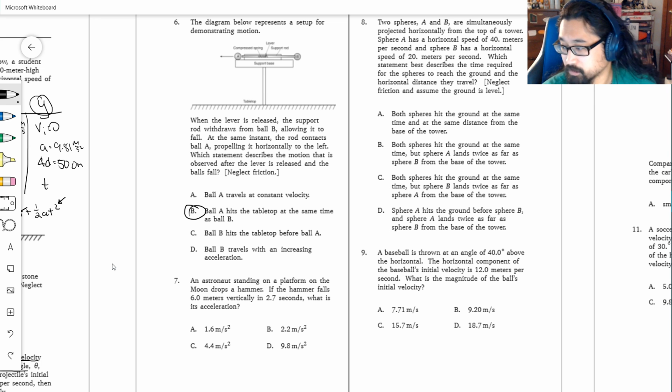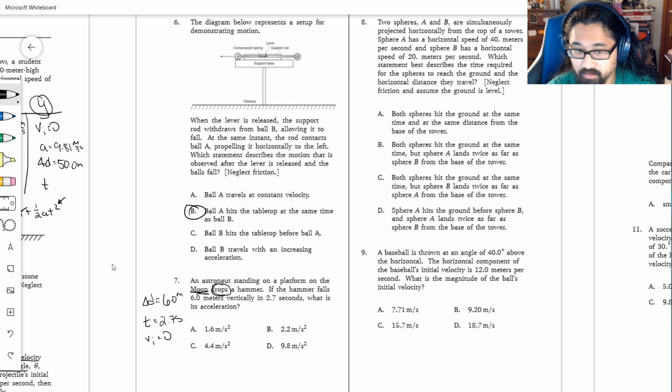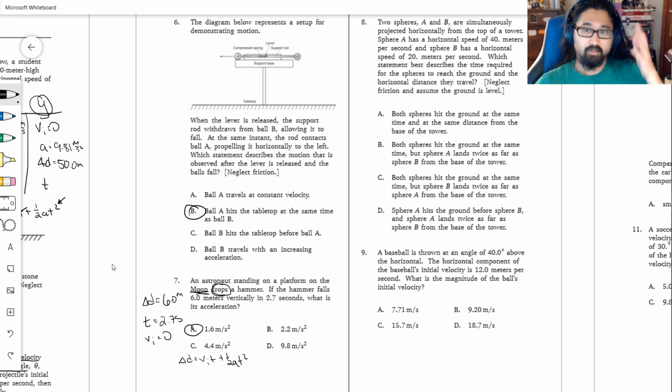There were some people who were freaking out a little bit because we're on the moon here. It's okay. It's not a big deal. We know that a change in distance is 6 meters. We know that the time is 2.7 seconds. What's the acceleration? Well, we're dropping the hammer, so the initial velocity is 0, which means I can do change in distance is initial velocity times time plus 1/2 at squared, and if I plug in the numbers, you get choice A.